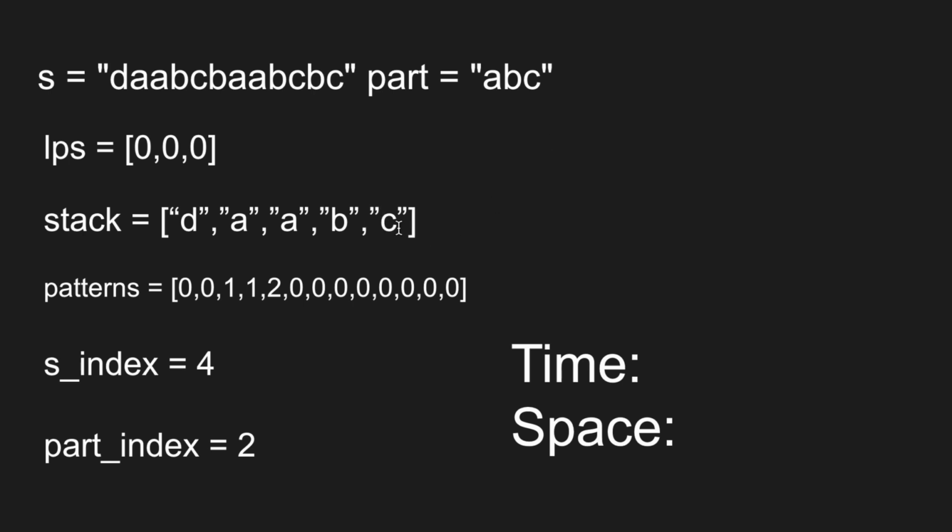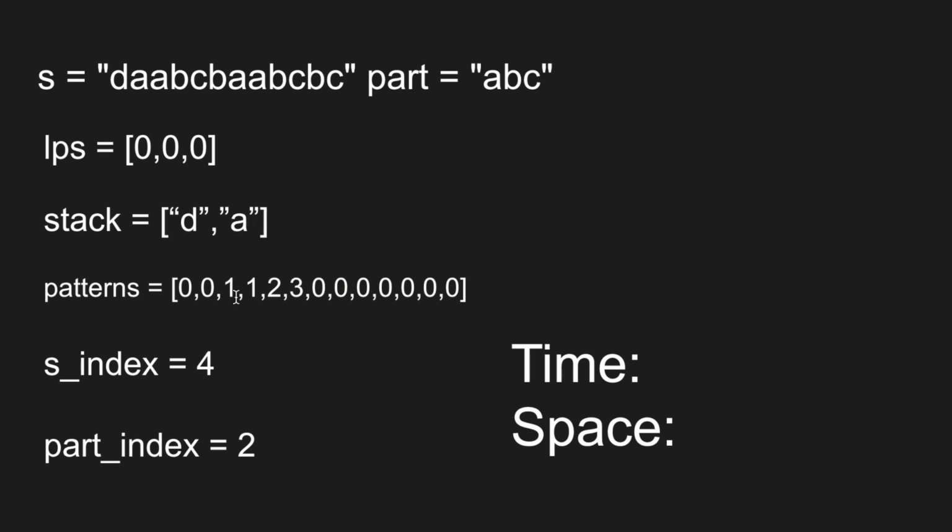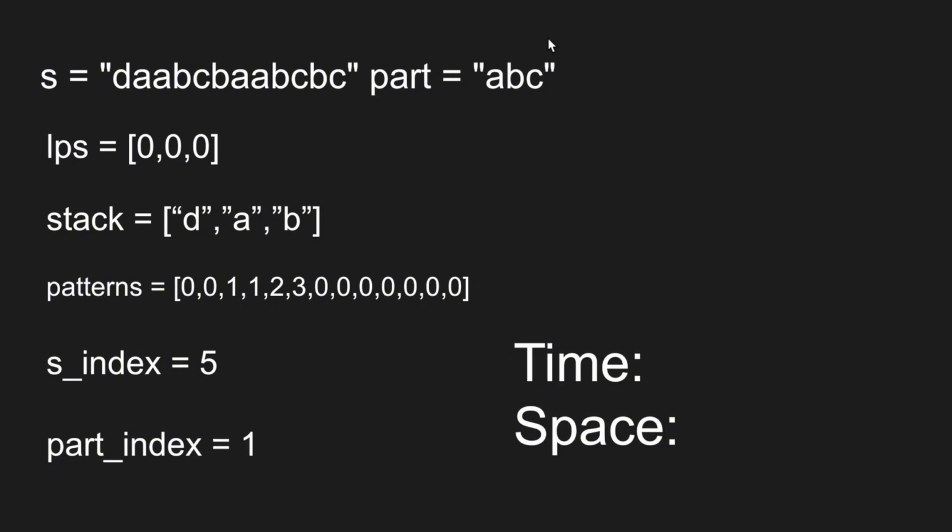So now we add C to the stack and we compare these characters. C is equal to C, and we realize that part has reached the end, so we can remove these from the stack and update patterns. And we look at A, so it's 1, so we should just change part index to 1 and increment s index. So now we add B to the stack, and s of 5 is equal to part at index 1. So we need to update patterns at index 2 or index 3 in patterns, because it will be the index of stack plus 1.